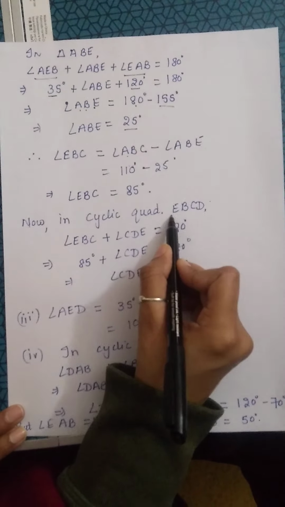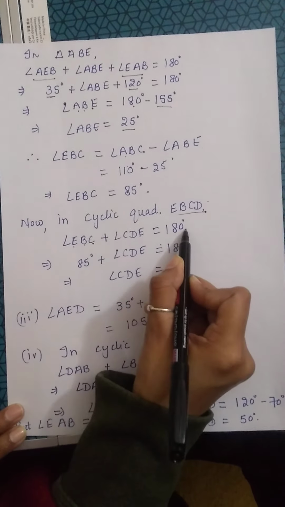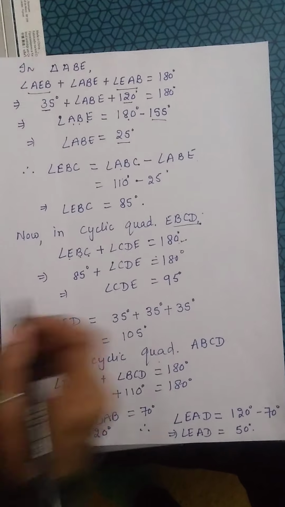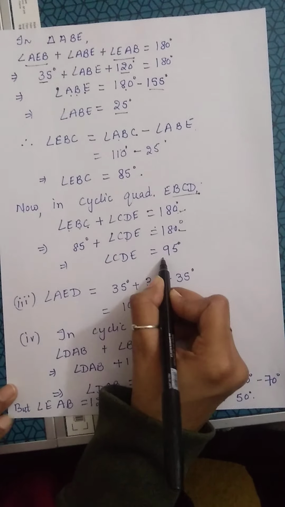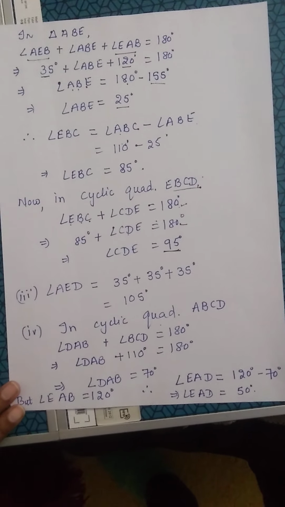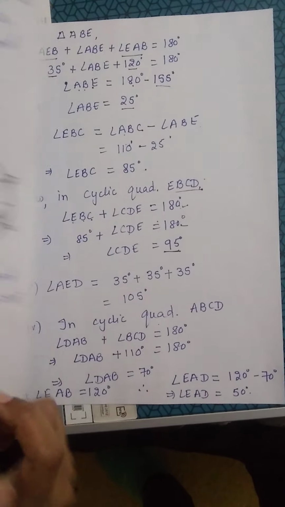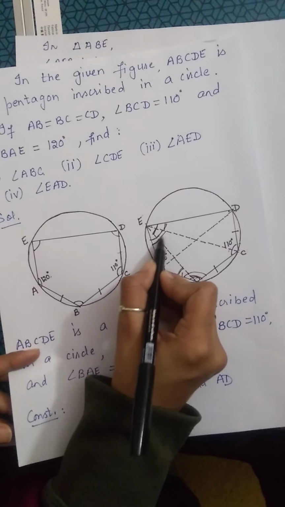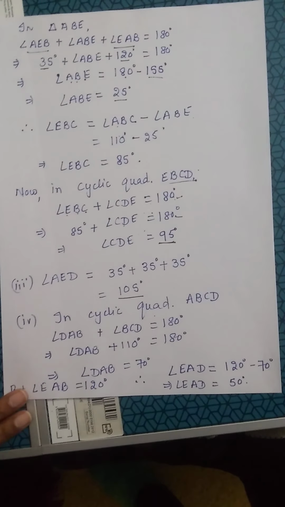Now in cyclic quadrilateral EBCD, angle EBC plus angle CDE is equal to 180 degrees, because the sum of opposite angles of a cyclic quadrilateral is 180 degrees. So 85 degrees plus CDE is equal to 180, and therefore angle CDE is equal to 95 degrees. Now we'll move to the third part, that is angle AED. This one is 35, this one is 35, this one is 35. So 35 plus 35 plus 35 is coming out to be 105 degrees.